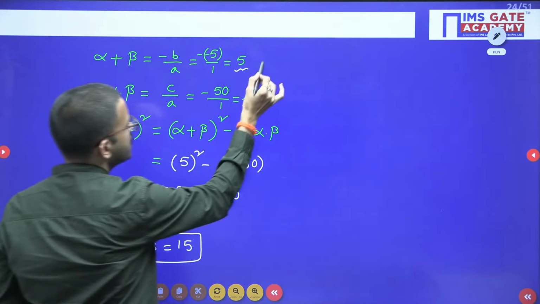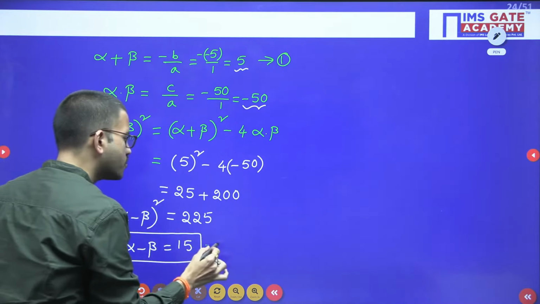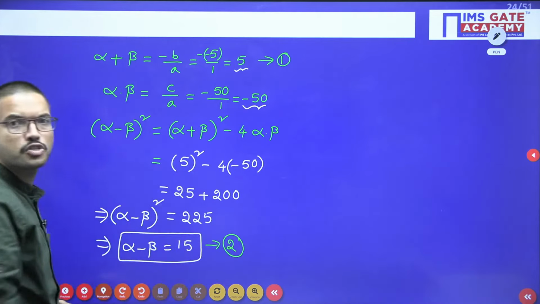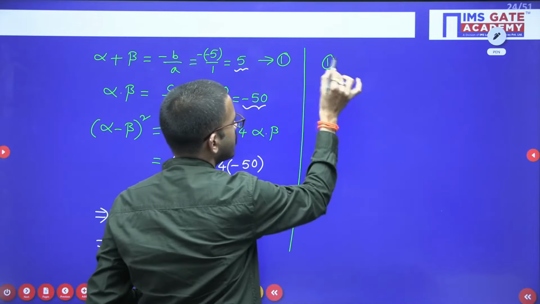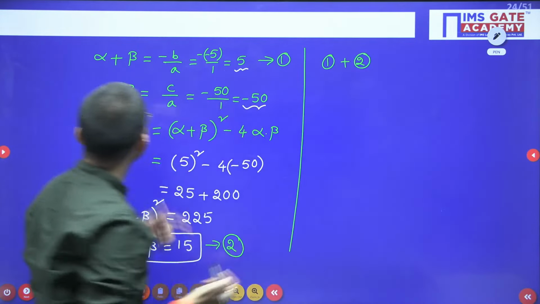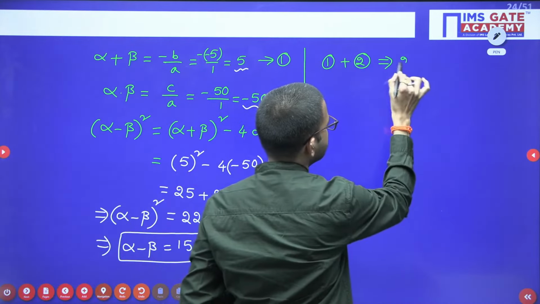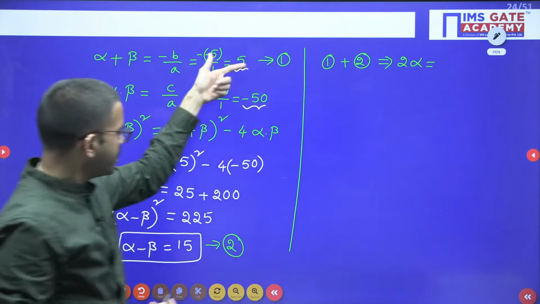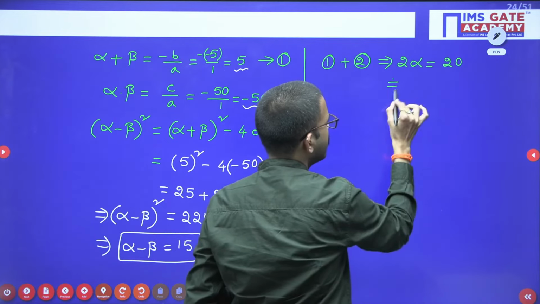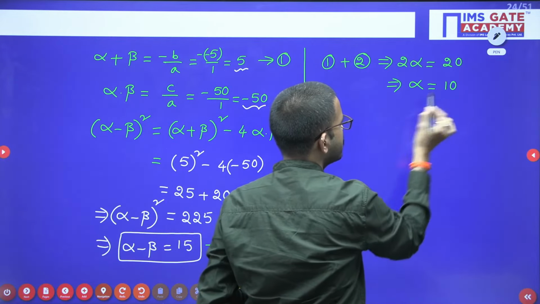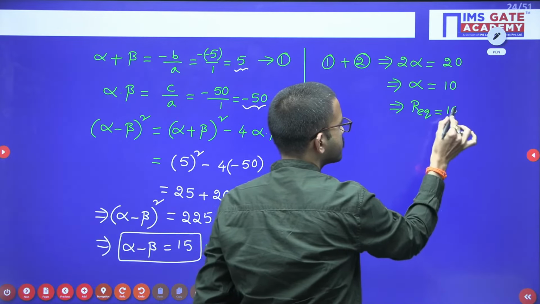So here alpha plus beta is 5; I am labeling that as equation number 1. And alpha minus beta is 15; I am labeling that as equation number 2. Okay, if you add equation 1 and equation 2, beta gets cancelled. On the left hand side you get 2 alpha, and on the right hand side 5 plus 15 is 20. So alpha equals 20 by 2, that is 10. Here alpha is the equivalent resistance, that is 10 ohm.